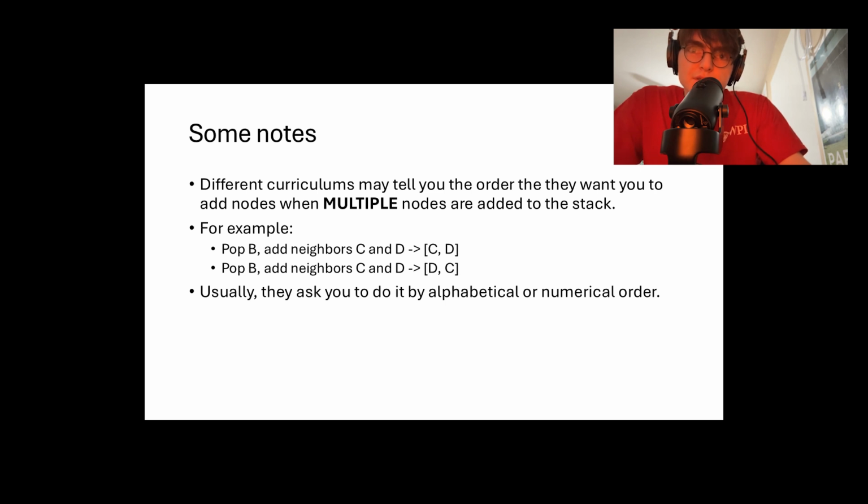Now I want you to notice, right? Different curriculums, courses, or professors may tell you the order that they want you to add nodes when multiple nodes are added to the stack. For example, when we pop B and it has the neighbors or children, which are the same thing, C and D, we add them into the array as C, comma D. We can also do D, comma C. There can be multiple solutions. Usually, they ask you to do it in alphabetical or numerical order.